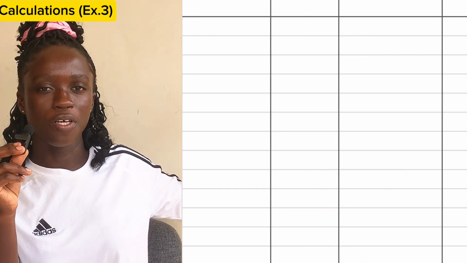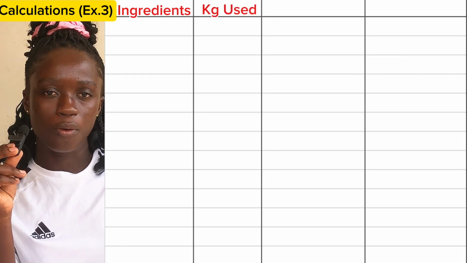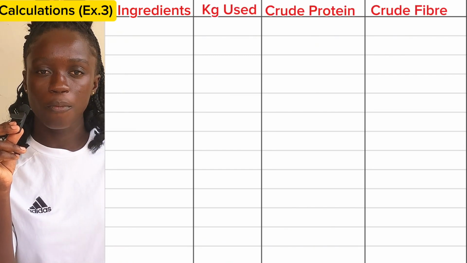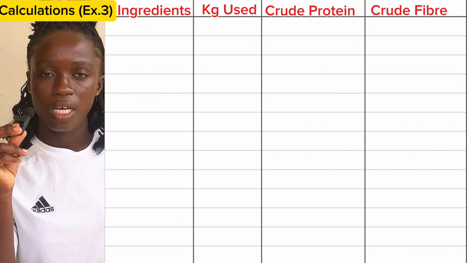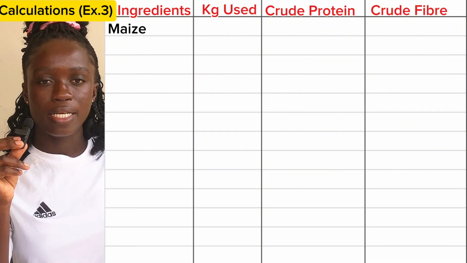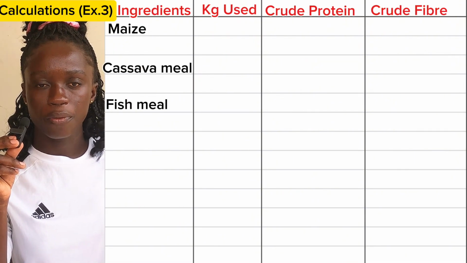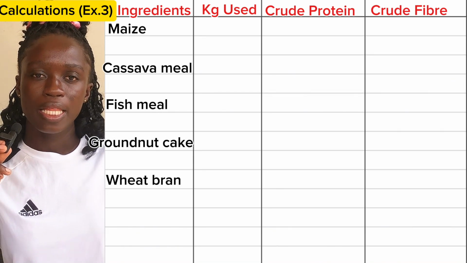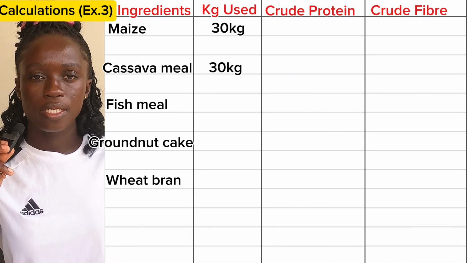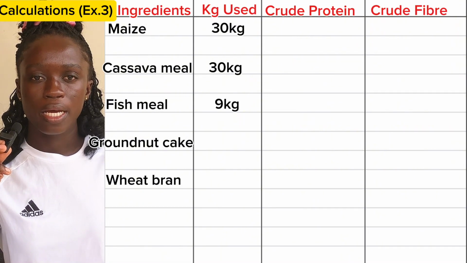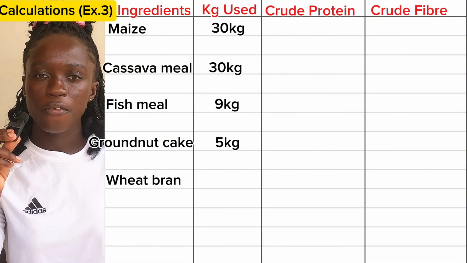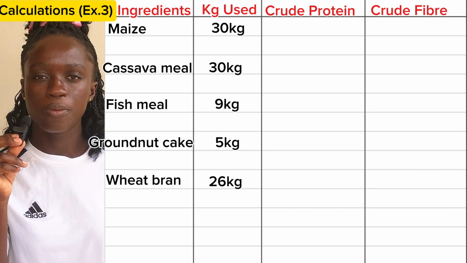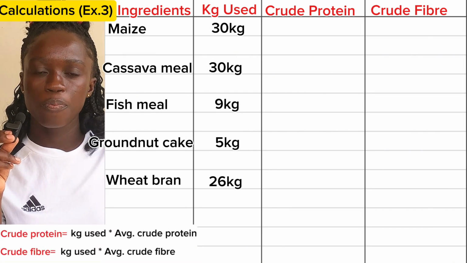So the same table: feed ingredients, the kilograms, the crude protein, and then the crude fiber. The ingredients that we used in our formulation for finisher feed 3 were maize, cassava meal, fish meal, groundnut cake, and then wheat bran. And for the kilogram section, we used 30 kilograms of maize, 30 kilograms of cassava meal, 9 kilograms of fish meal, 5 kilograms of groundnut cake, and 26 kilograms of wheat bran. So now let's calculate the crude protein.